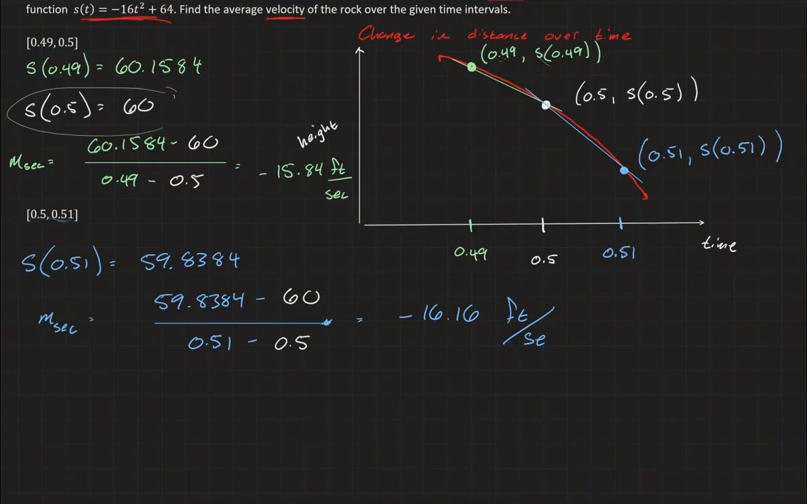Now notice that in this time interval, about 1/10 of a second later after the previous time interval, we're falling faster. That's because our rock is accelerating. If I drop something from a height, it's going to start off falling relatively slow, and then it's going to go faster and faster and faster. We call that acceleration. We'll spend a lot more time talking about that. In this earlier time interval, we had an average velocity of about 15.84 feet per second, falling down. That's why we have a negative.